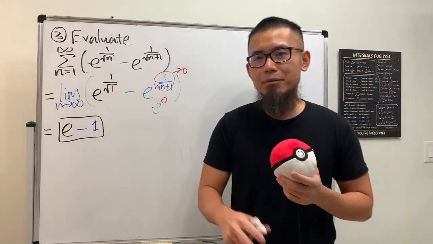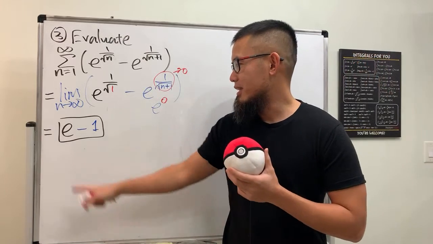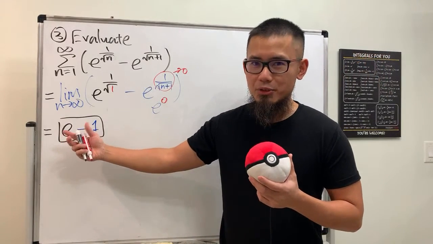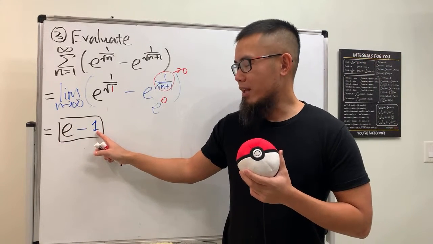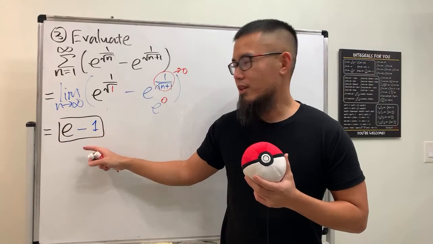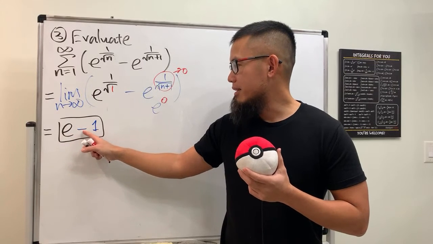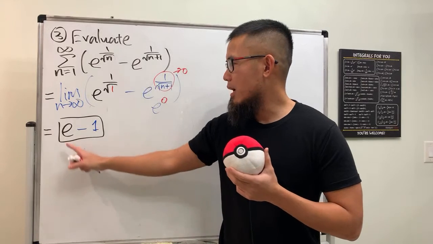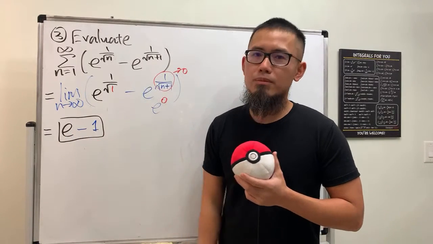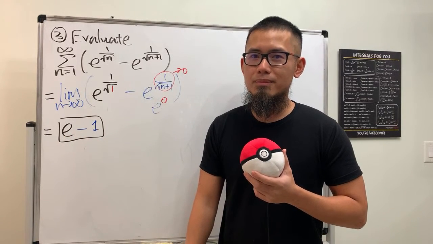Fun fact, let me just tell you guys a little bit about Chinese. In Chinese, well, this is English, so this is E, yeah? But in Chinese, 1 is pronounced as E as well. So it will be E minus E, and if you want to say everything in Chinese, it becomes 一减一. Yeah.